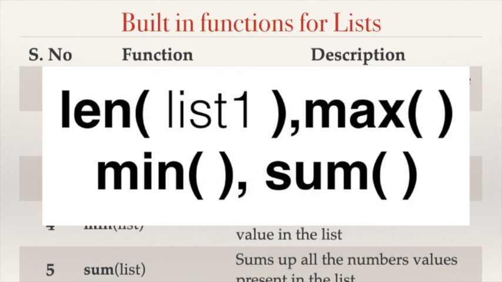The next set of functions, len, max, min, sum, when applied to a list, return the total number of elements in the list, the maximum value out of all elements, the minimum value out of all the elements, and the sum of all elements in the list respectively.